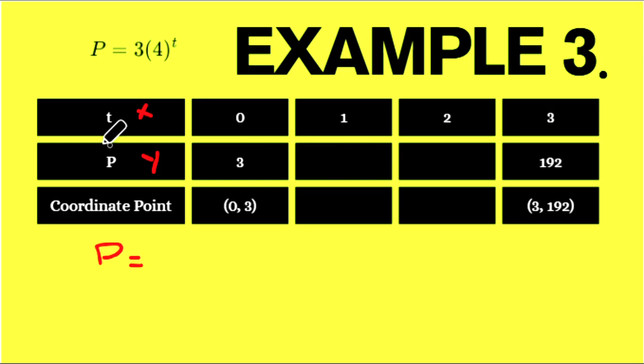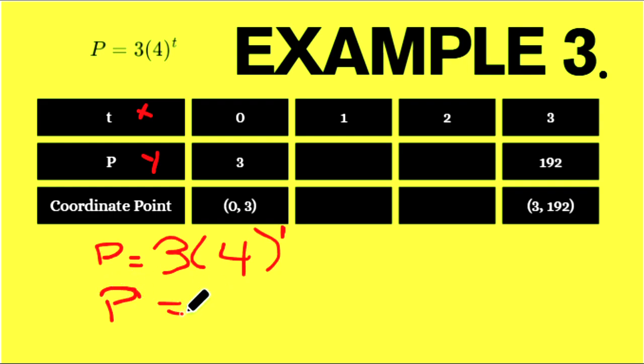Okay, we don't know what p is, but we know what t is. So we're going to keep our 3, we're going to keep our 4, and now our t value is 1, okay? Which means 4 raised to the first power is just 4, so 3 times 4 is 12. So this becomes 12, and our point becomes 1, 12. I'm getting distracted. I am squirreling. Okay, let's do this one.